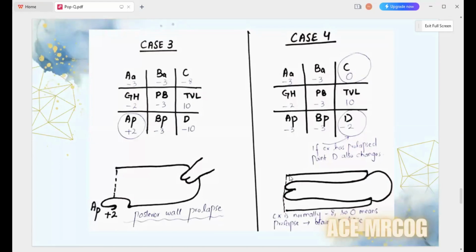And when we talk about any point that is at hymen, -1 centimeter above hymen or +1 centimeter below hymen, this means it is a second stage. So this grid means it is a second stage of prolapse.